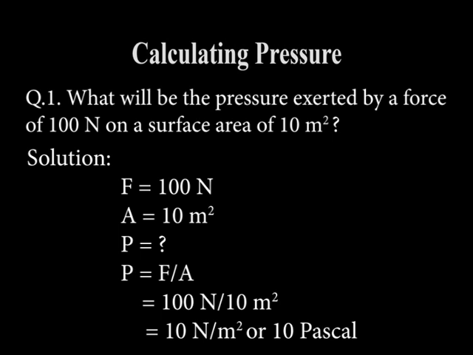It is very simple, right? You can see here it is very direct. We use this formula directly, P equals F over A. But what if you are asked to find F or A instead of P? To get that idea, we are going to do one more question.